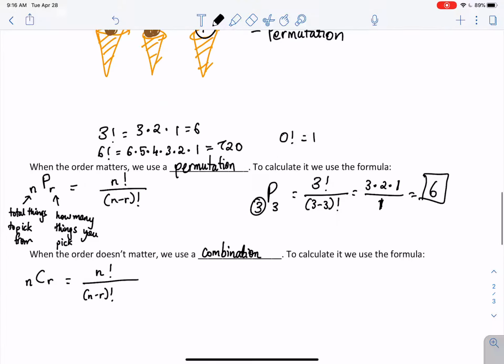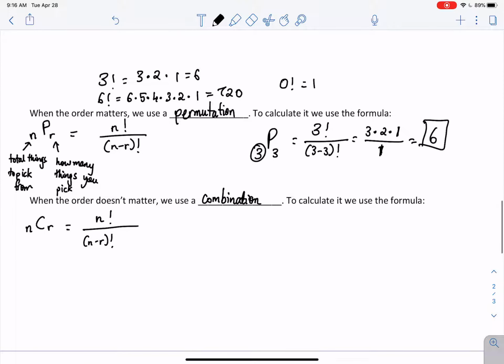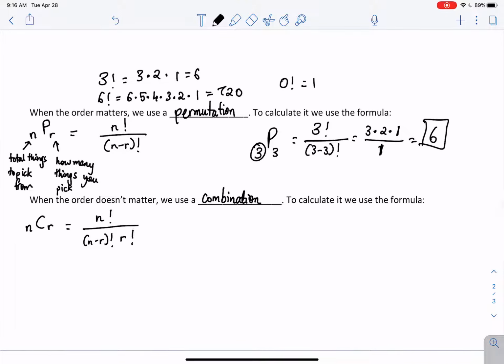Because combinations are really just looking at these permutations and then saying that all of these are the same because they have chocolate, vanilla, and strawberry. The order we put them in doesn't really matter. In a combination, all of these things would be the same thing. And so it starts off with looking at all the permutations, and then it gets rid of everything that's a repeat of something else. So to get rid of all those repeats, we multiply by r factorial on the bottom.